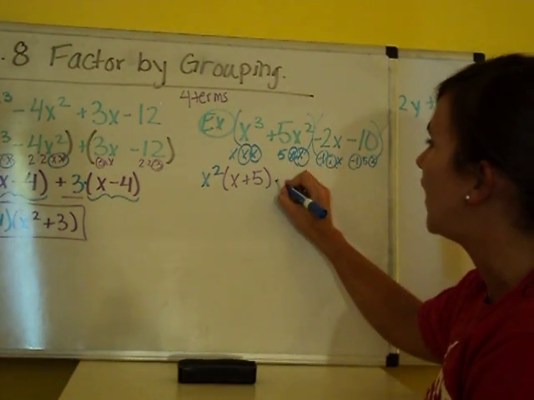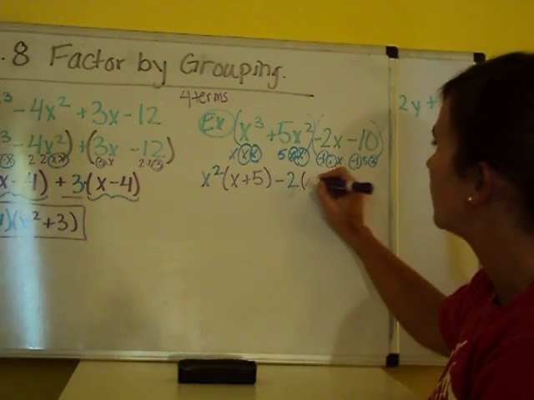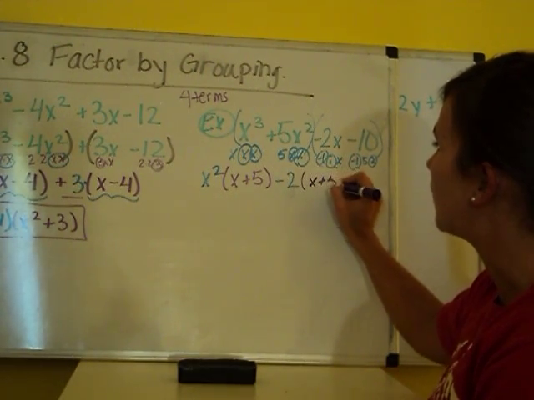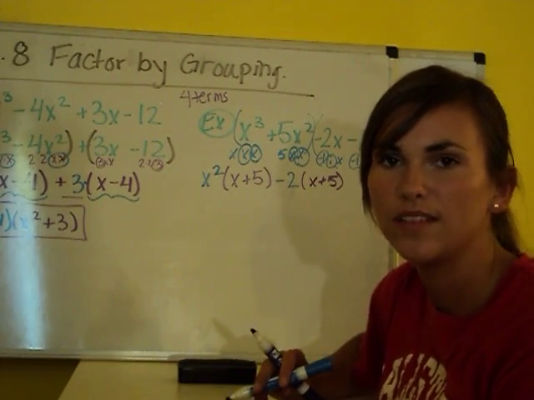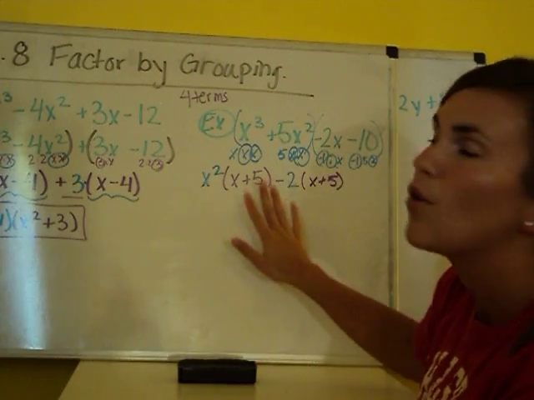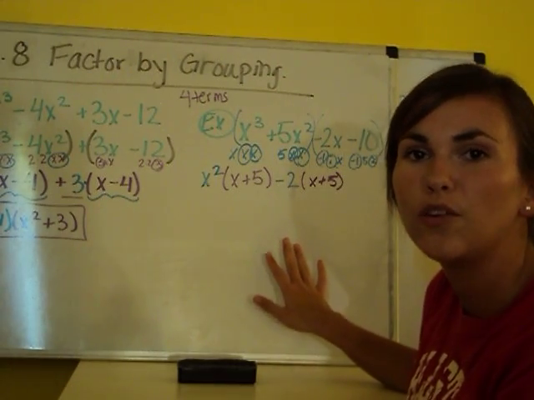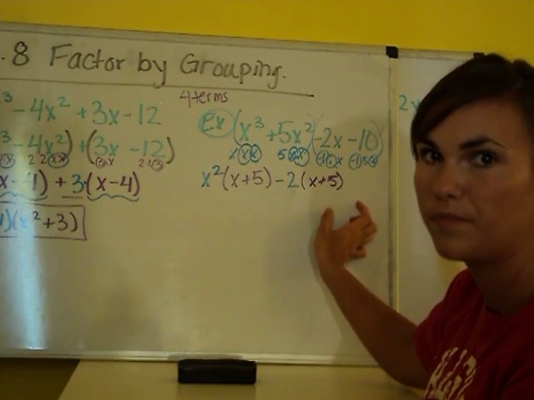Okay, so we're going to pull out a negative 2, and then left over is x plus 5. Now, you might be asking, how did I know to pull out a negative 2 instead of just a 2? The reason being is that in order for factoring by grouping to work, we want whatever is in the parentheses to be the same.